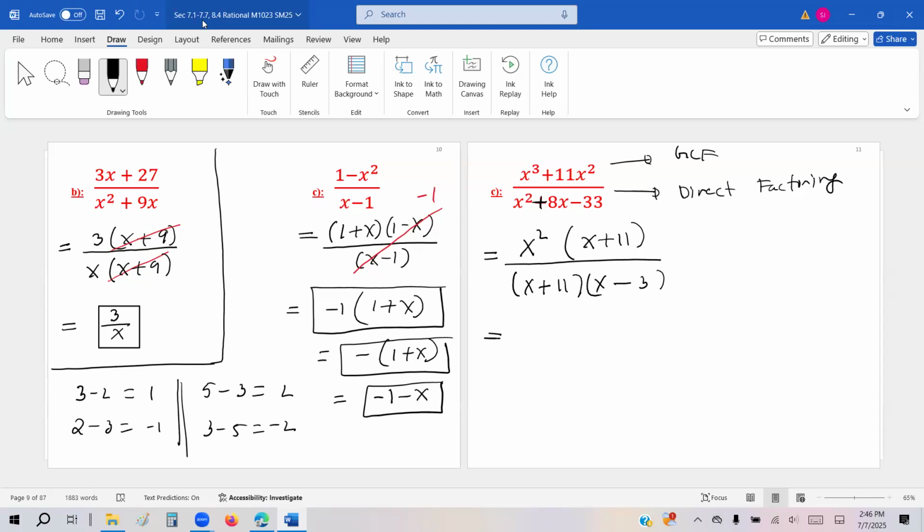What do you think our next step is? We can cancel x plus 11. Great. What remains then? x squared over x minus 3, on the denominator. And that's it. That's all you have to do. Factor, cancel, rewrite. That's how we simplify.